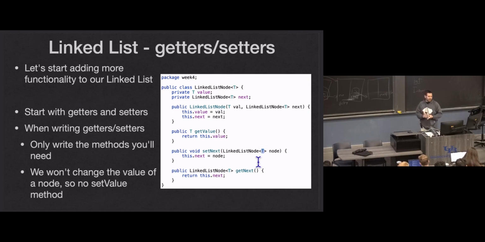So if I give it a linked list node of string, again, I'm going to get a type mismatch because the type parameters aren't the same there. But if I want to create a brand new linked list node through the constructor, and I say, give me a linked list node of strings, and I give it a string, and I give it either null or another linked list node of strings, then that's going to be fine.